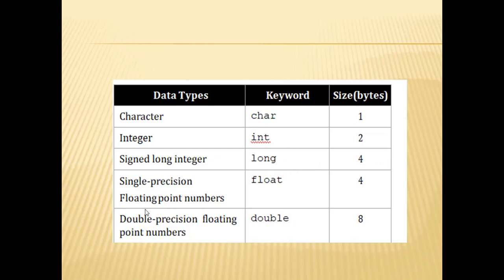And for the single precision floating point number, the keyword is float, and this also requires 4 bytes of memory to store the float value. And for the double precision floating point number, the keyword is double, and it requires 8 bytes of memory to store the double variable.